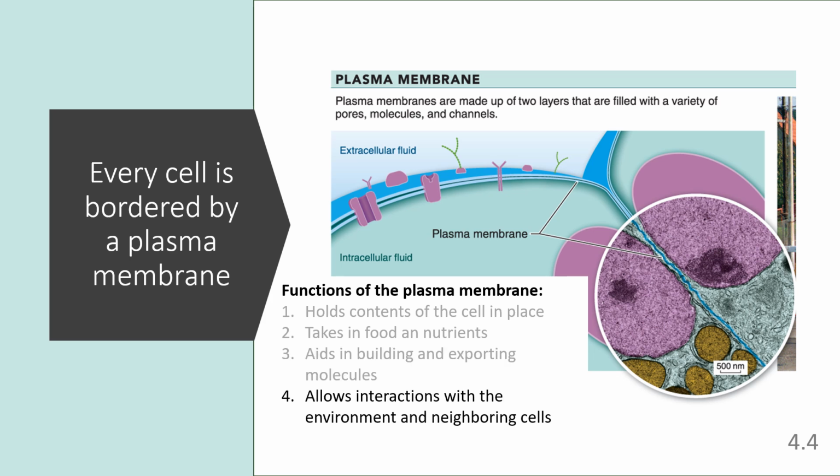And finally, the plasma membrane allows the cell to interact with the environment and neighboring cells. Some of those proteins embedded in the membrane are receptors that are designed to bind to specific molecules. This allows the cell to recognize chemicals in its environment and respond.